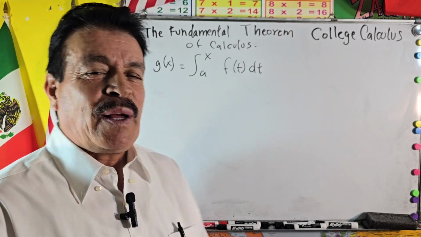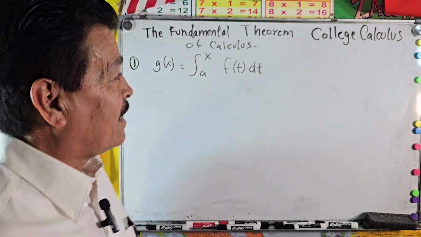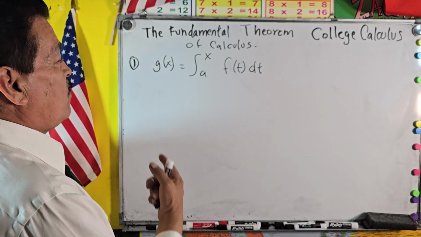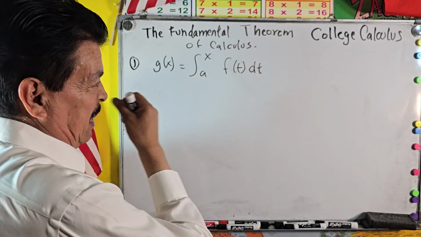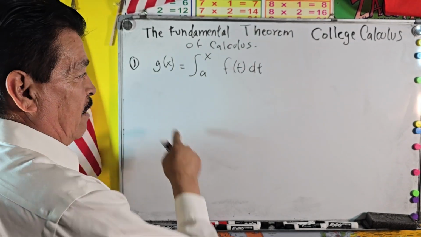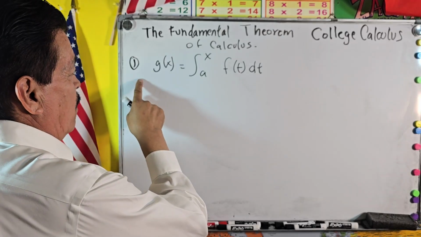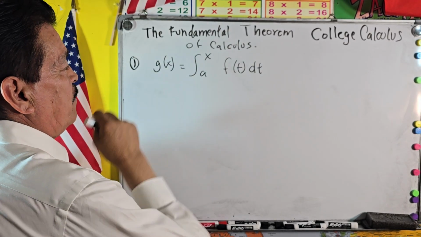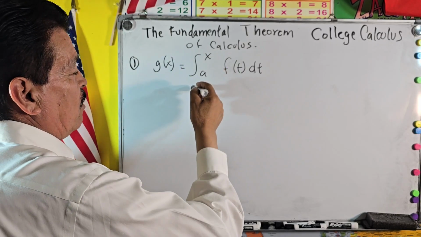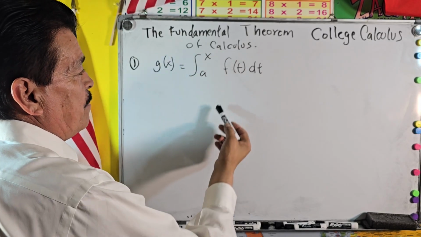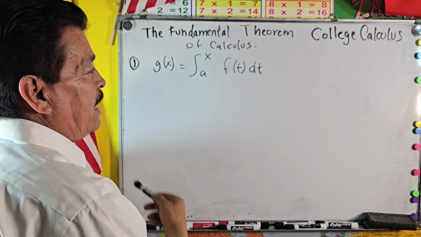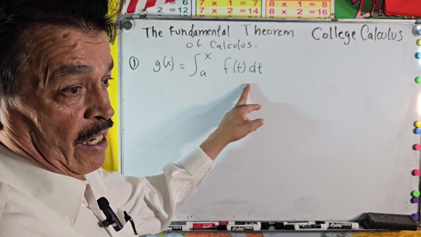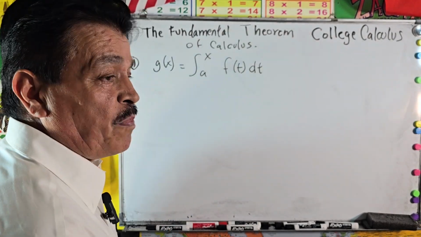Okay, so welcome to our college calculus class. First of all, we have this formula. It's our first step. When we have g of x equals the integral from a to x of f of t times differential of t, then we have to explain this.